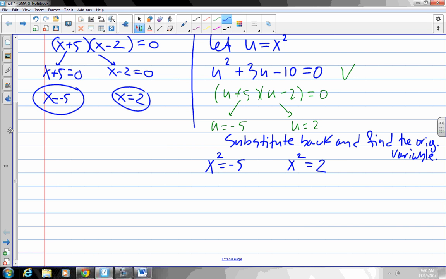But anyways, if I go further, this has no real solutions. X squared cannot equal negative 5, so no real solutions. Here, x equals plus or minus the square root of 2. So these are the solutions to that equation.